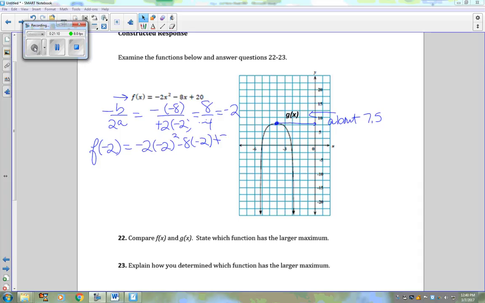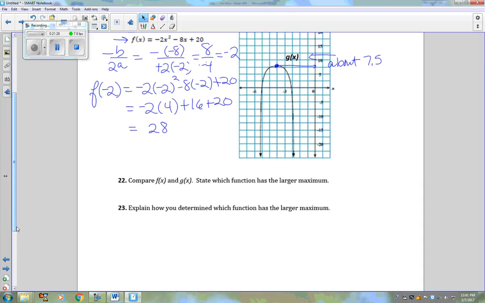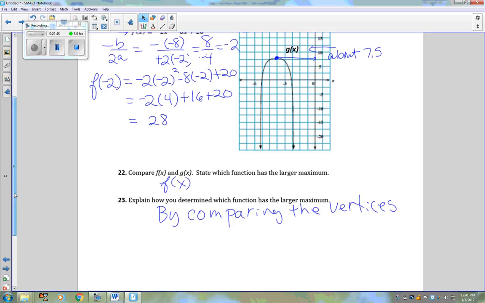So go to your f function and substitute negative 2 for the x coordinate. And all I need to know is, is it more or less than 7.5? So that's going to be negative 2 squared is 4. That's positive 16 plus 20. And that gives us 36 minus 8, 28. So which has the larger maximum? F of x has the larger maximum. And how did I determine that? By comparing the vertices. Vertices is just the plural of vertex. So I compared their vertices.